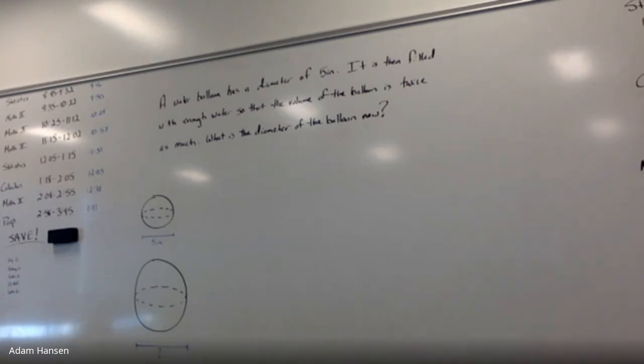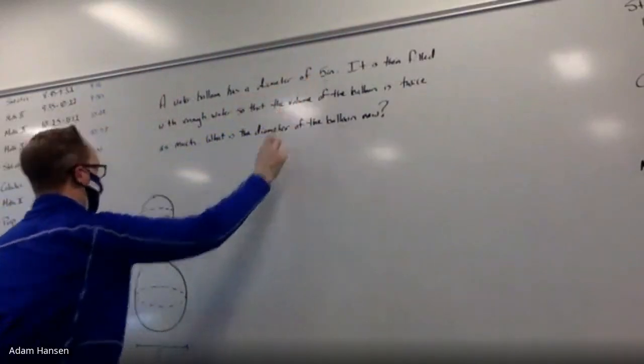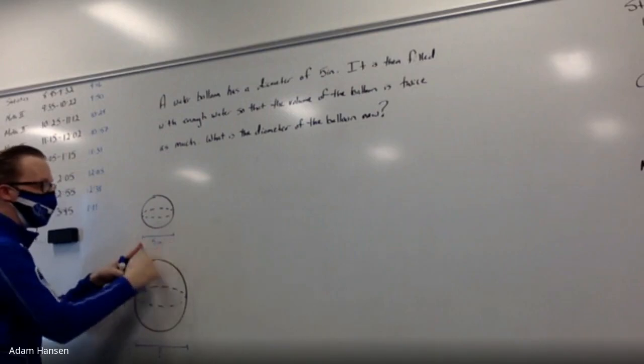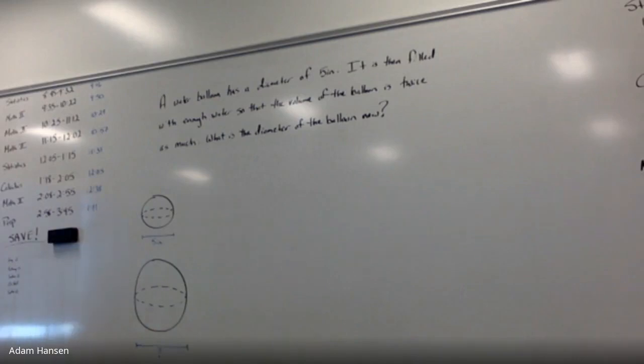Now I have the water in the balloon. A water balloon has a diameter of 5 inches. So here's the water balloon. The length across the sphere, the length across the water balloon, is 5 inches long. The water balloon is in the shape of a sphere. The diameter of that sphere is 5 inches.